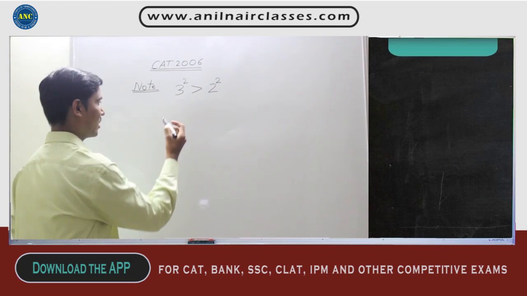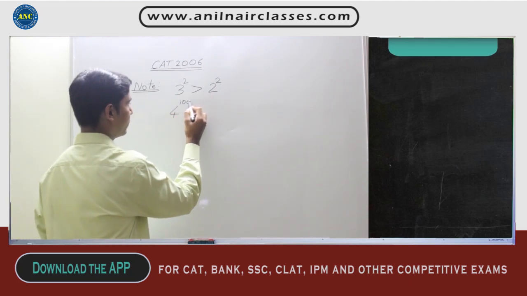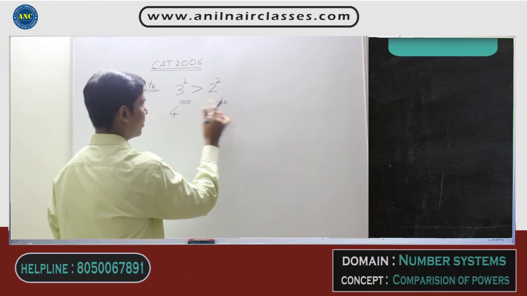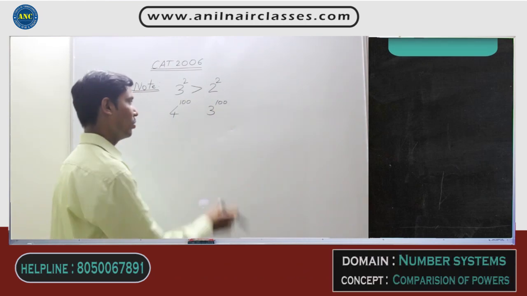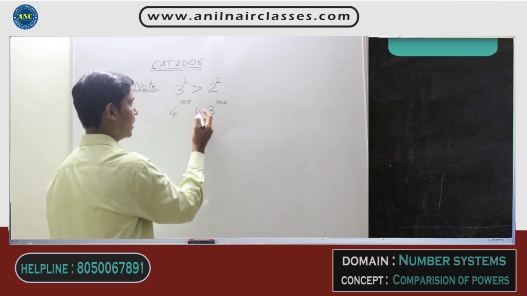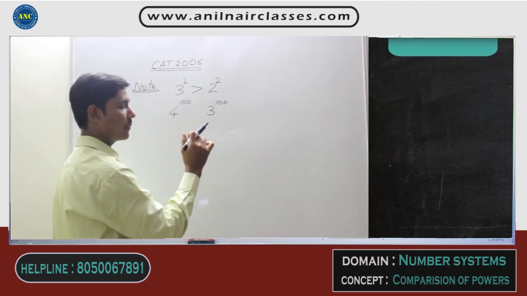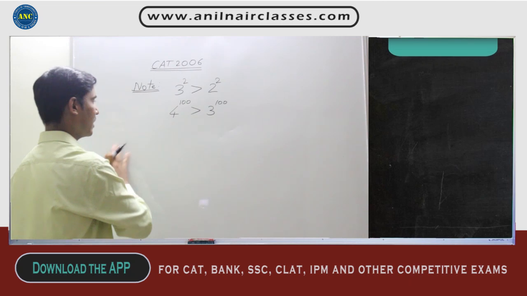Suppose one more example, 4 power 100, 3 power 100. Ignore the power. I don't know what is 4 power 100 value. I don't know what is 3 power 100 value. If powers are same, ignore it and try to find out which is greater from the base. 4 power 100 should be greater than 3 power 100.